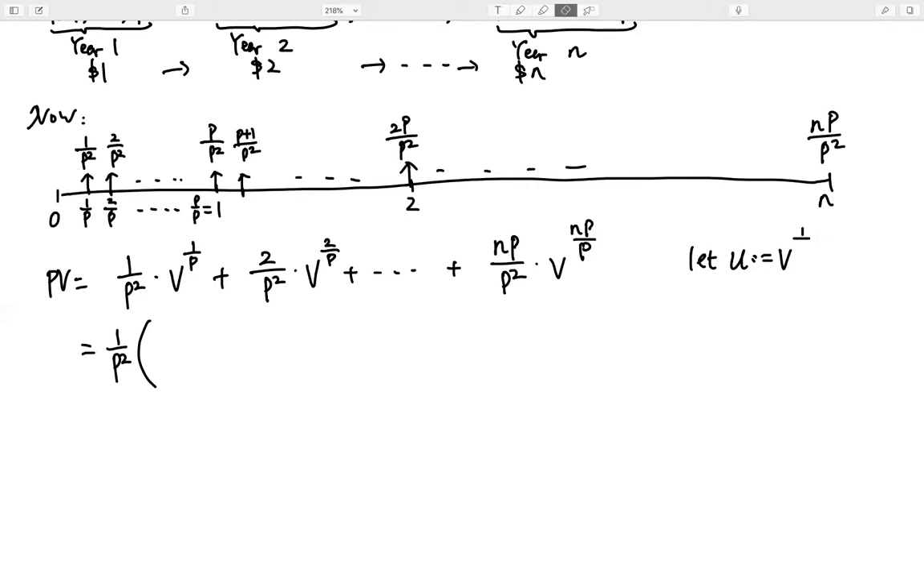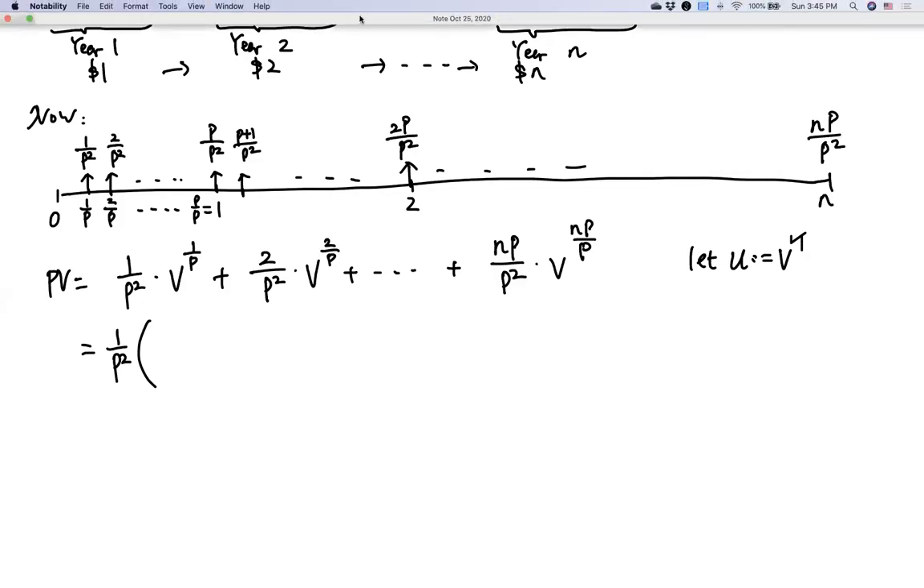For some reason, my pen is not working. Hold on for a second. I probably need to disconnect my pencil.